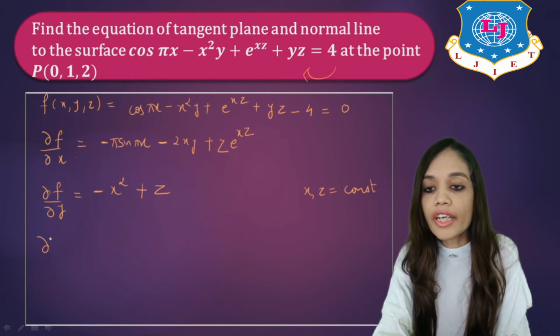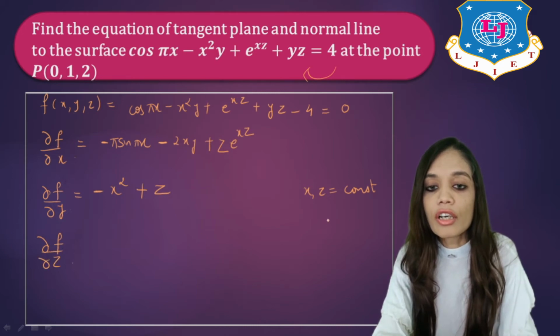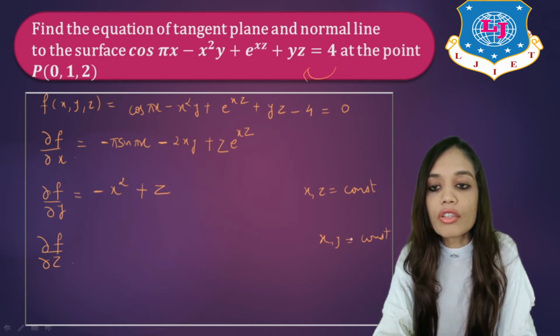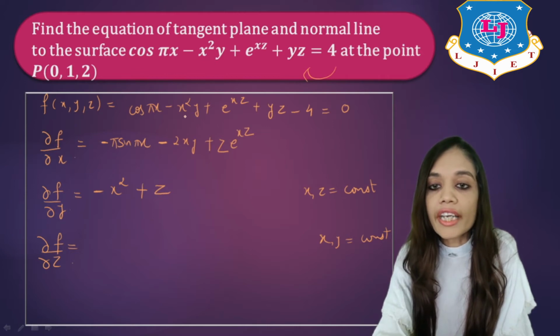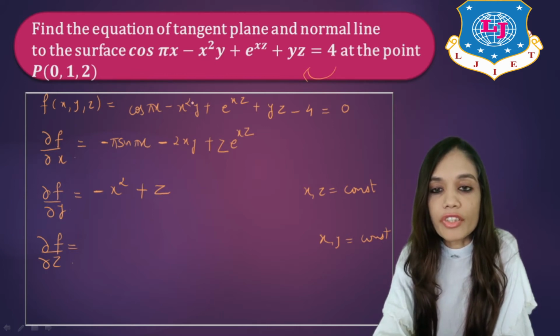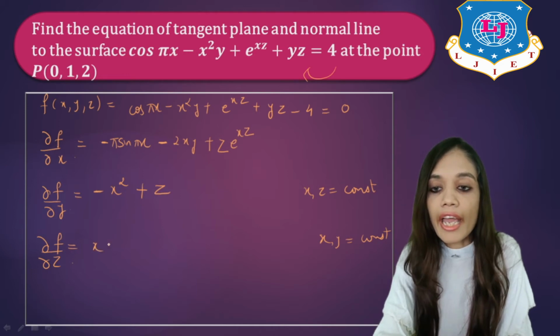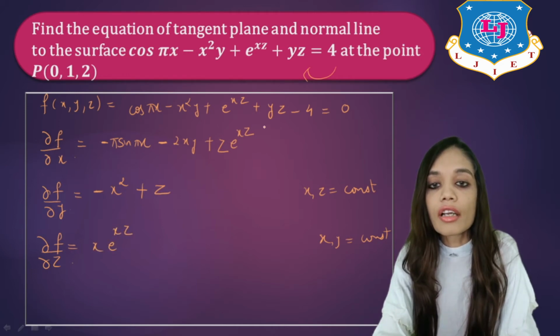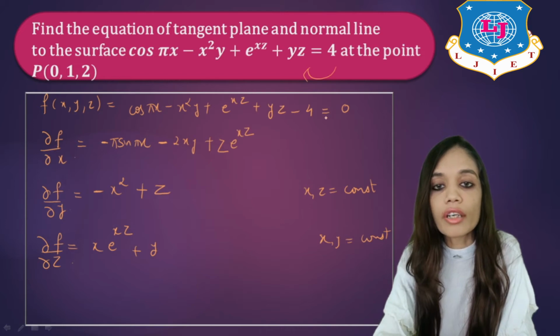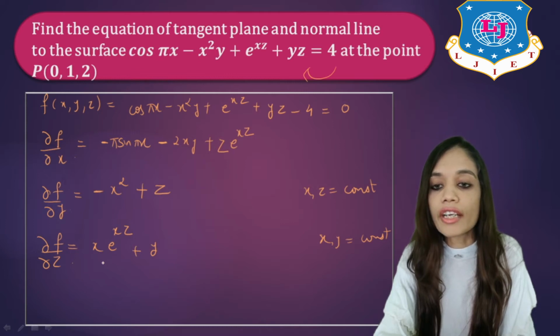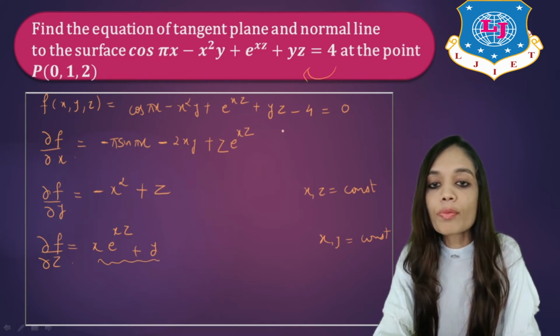Now lastly let us find del f by del z. So here we will put x and y as constant. So putting these two constant, let us find the derivative. So this term will go to 0. Again x and y are constant, so the derivative will be 0. Here the derivative will be x e raised to xz. Now here we are doing the derivative with respect to z. So plus y because the derivative of z will be equal to 1. Now this is a constant term, so the derivative will be equal to 0. So finally the answer is this. Now let us put the point P.